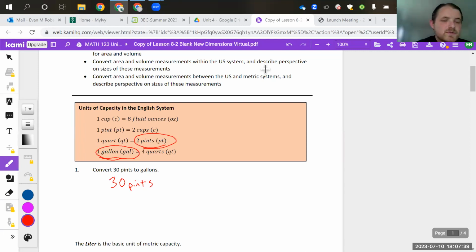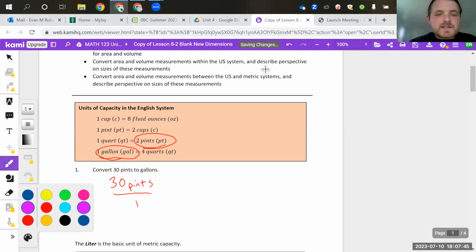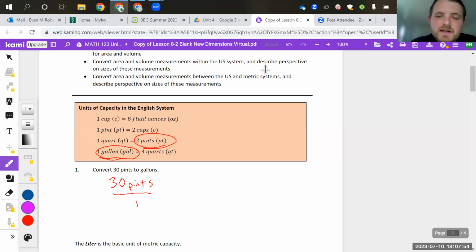So what a lot of people do is they write this as a fraction, 30 over 1. And this is called dimensional analysis, and it's how you get the dimensions, the pints, to turn into gallons. If you remember something like 2 over 3 times 4 over 2, those 2's can cancel out if one's on top and one's on the bottom. We're going to do that same exact thing with the units here.